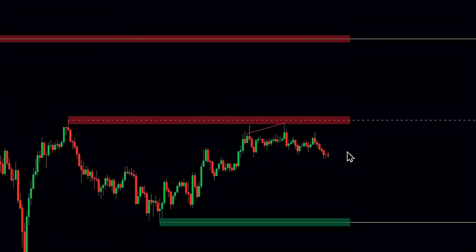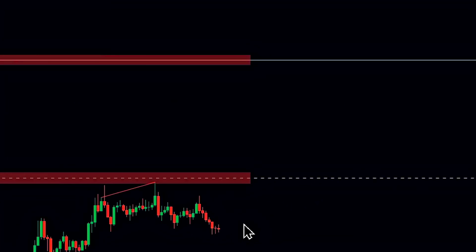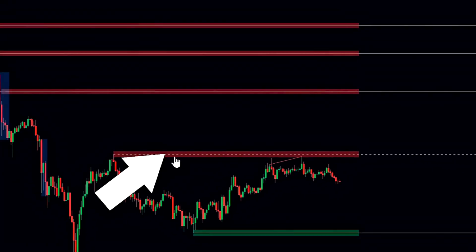Over time, you'll notice some levels have solid lines. Those are the heavy hitters, while others have dashed lines, which are a bit weaker.